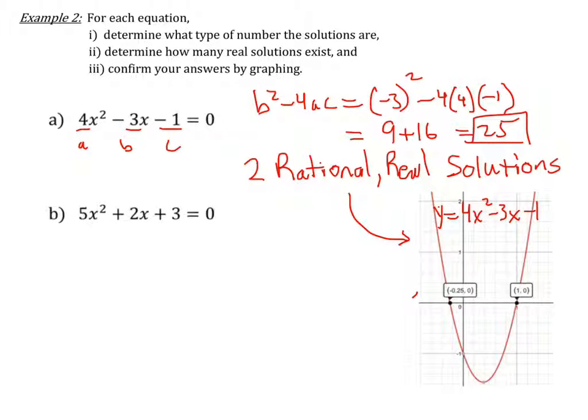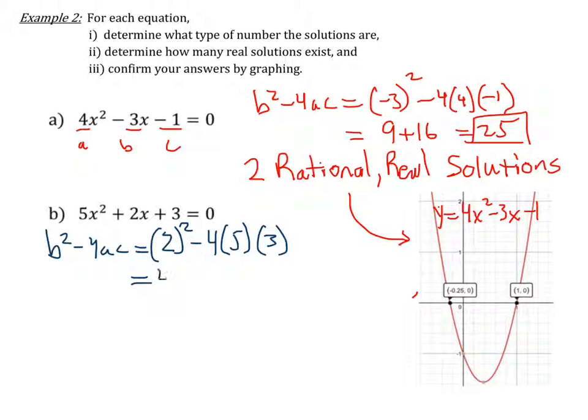We got a different a, b, and c. So let's try it out, see what we get. b squared minus 4ac gives us 2 squared minus 4 times 5 times 3. Don't necessarily need those parentheses in this case because they're all positive, but it's a good habit to get into. And we've got 20 times 3, that's 60, and so that's -54.